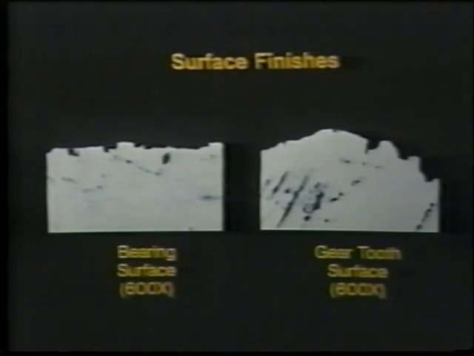This gear tooth flank on the right, also magnified 600 times, shows how irregular the surface of a gear can be. Keep in mind that in both examples, the area you're looking at is only 5/1000ths of an inch wide. Surface irregularities can be a wear factor when gear teeth slide over one another.